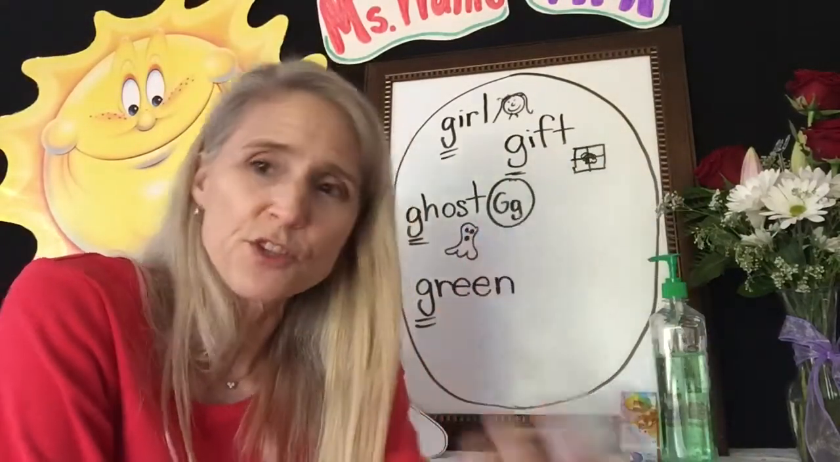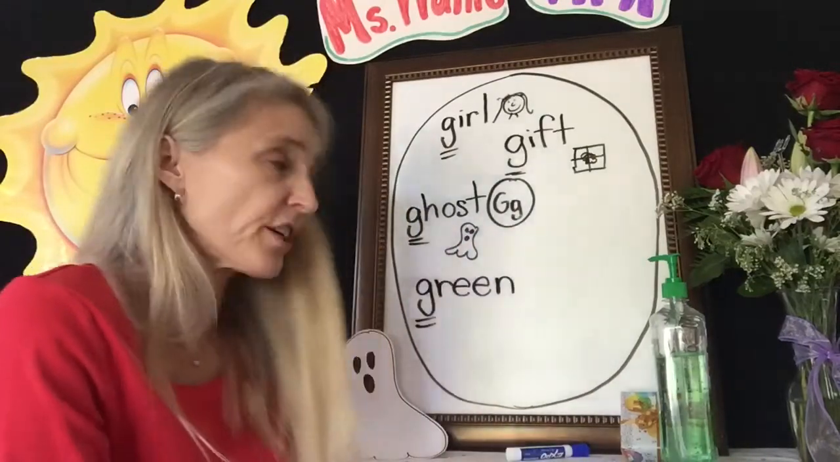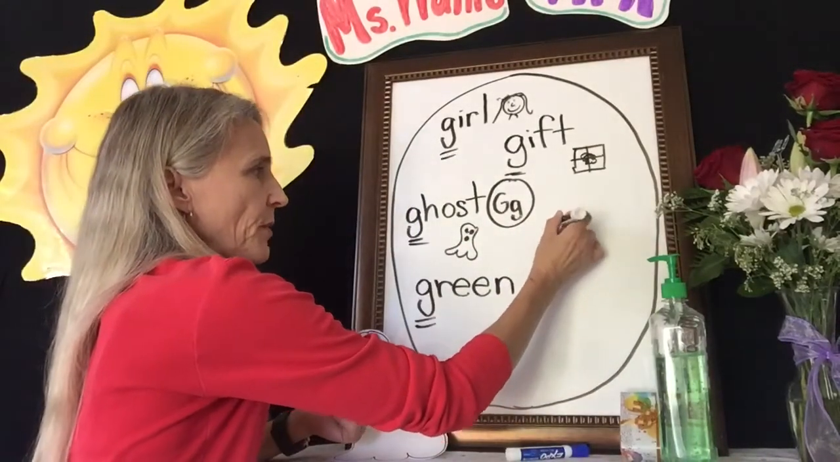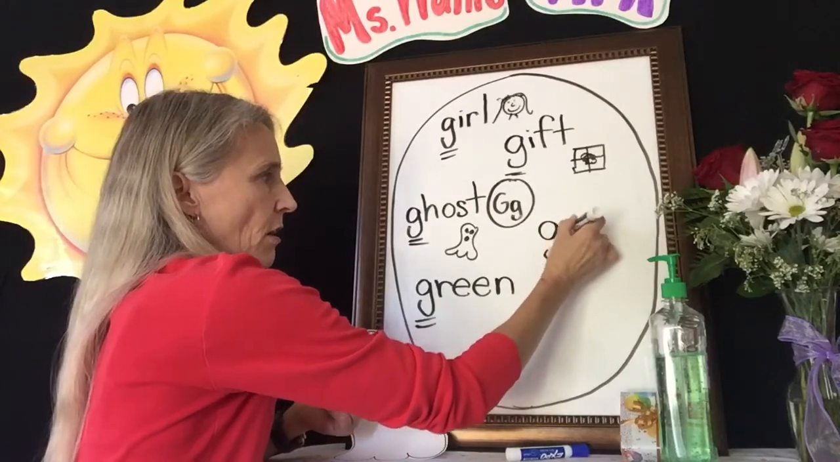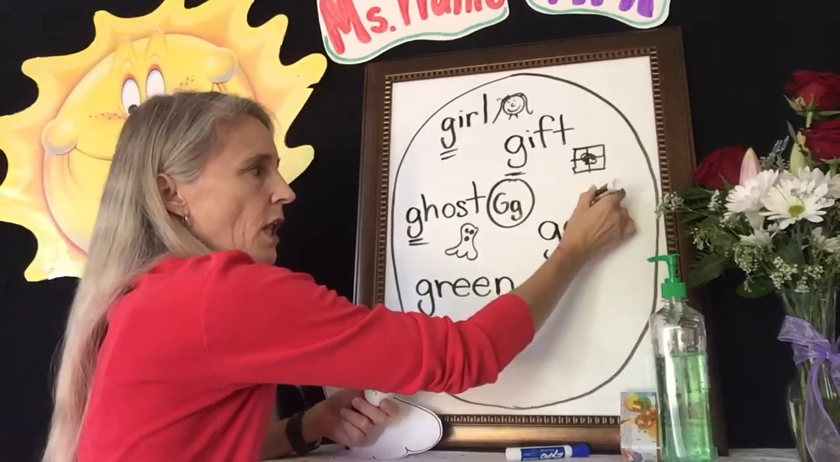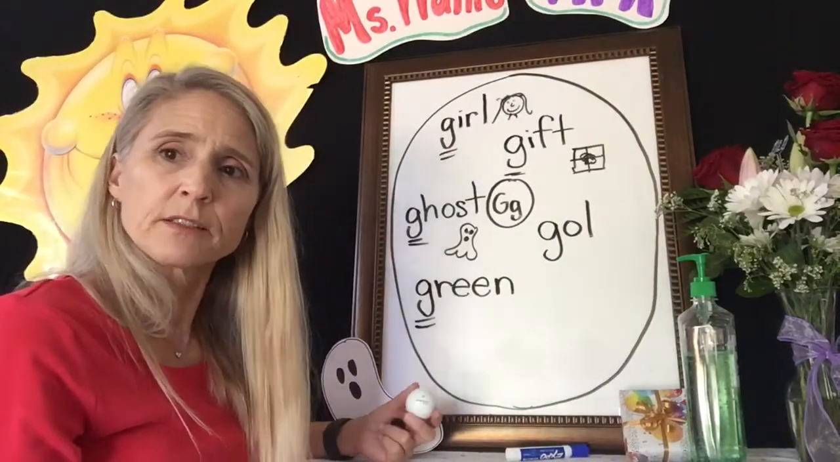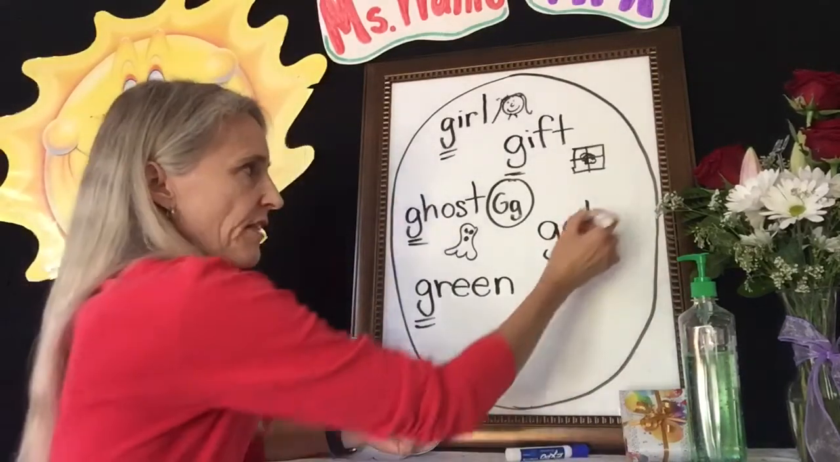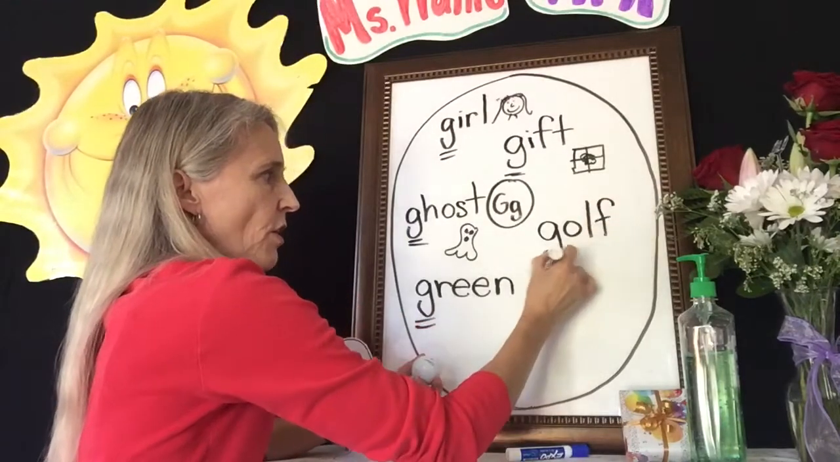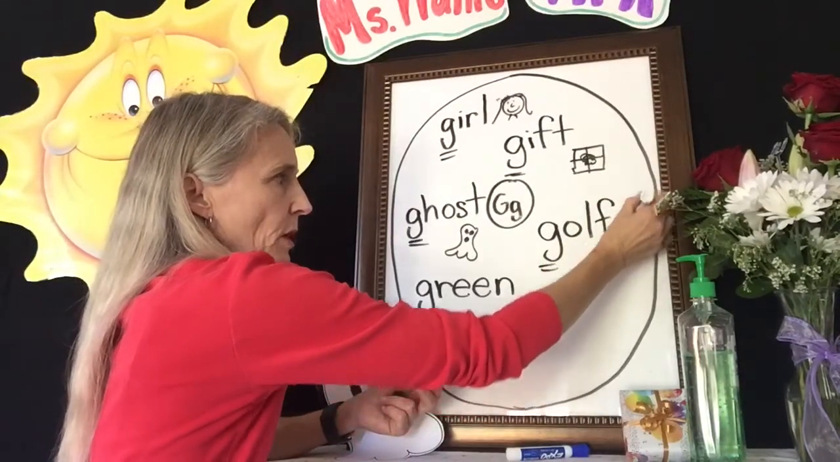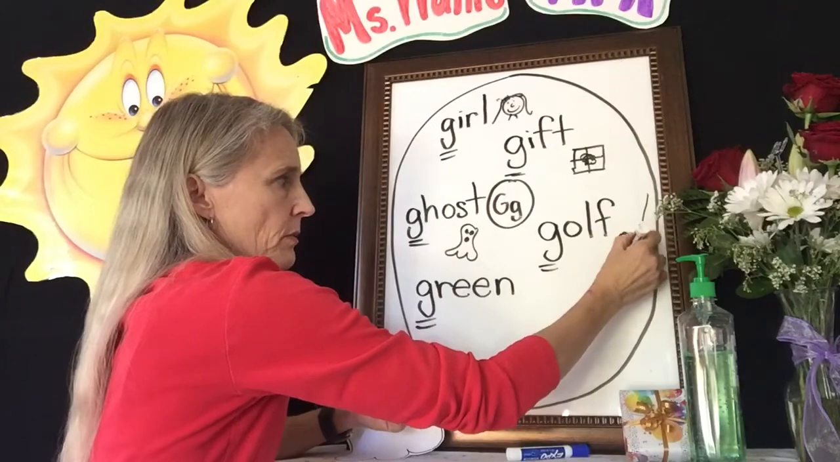What does golf start with? Right, your golf. So we'll put that over here. We've got the G, there's an O in there, and there's your L. Golf. Right, the fire card, F. Golf. You can just make a little golf ball or maybe make a little golf club.